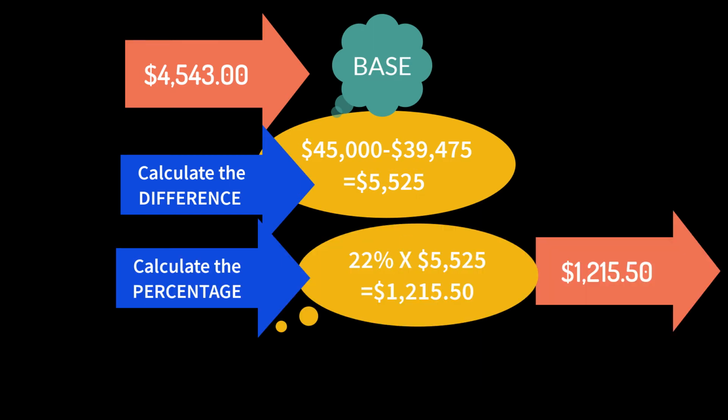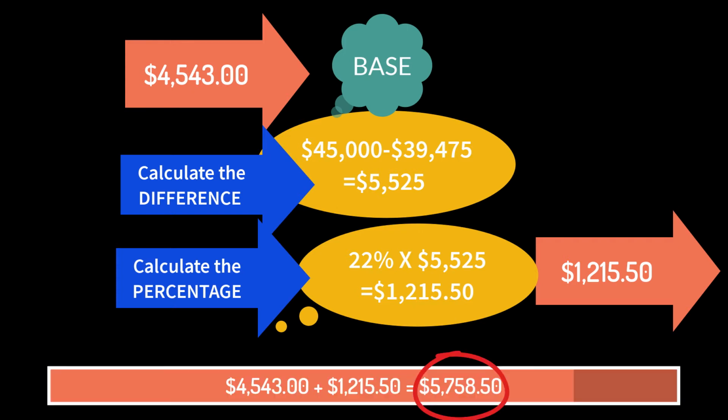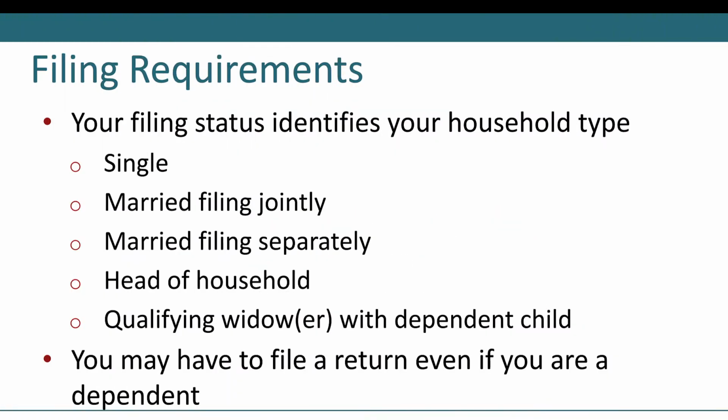We figure that. Calculate the percentage. 22% times $5,525 is $1,215.50. So we take the base, $4,543, plus the 22%, which we figured is $1,215.50. What do we owe? Here we go. $5,758.50. Don't get too caught up on all of those calculations, as I'll give you a tax simulation.